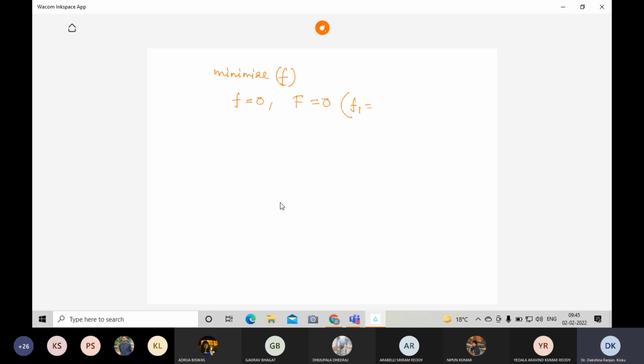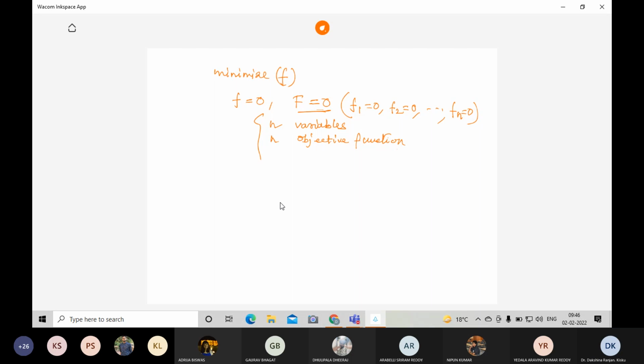Now in this capital F, we can have f1 equals to 0 if we consider n number of points, f2 equals to 0, and fn equals to 0. So for n number of points, there will be n variables and n number of objective functions. If we minimize these n objective functions individually or independently, then we can get this capital F of 0 for n number of variables.